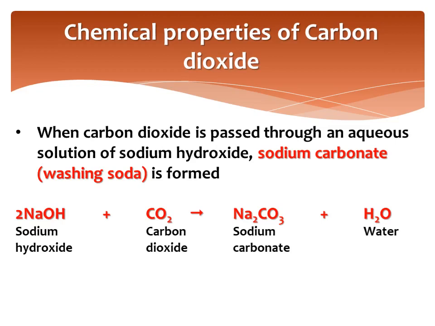Now let us learn some chemical properties of carbon dioxide. When carbon dioxide is passed through an aqueous solution of sodium hydroxide, sodium carbonate, that is washing soda, is formed. And the chemical equation of this reaction is 2NaOH, that is sodium hydroxide, plus CO2, that is carbon dioxide. They react to give sodium carbonate, that is Na2CO3, plus water.